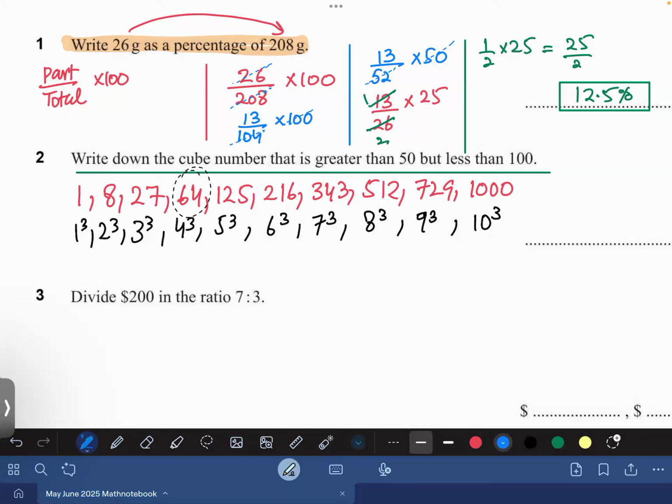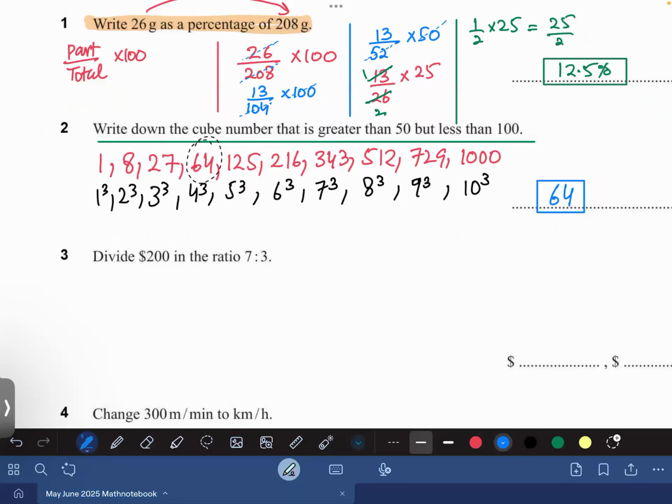Mohit, can you see that? So the answer is 64 is a cube number which is greater than 50 and less than 100. Understood? Ali, Afreen, Maya, Muid, Saim, Zedan. Yes, sir. All right, proceeding to question number 3.